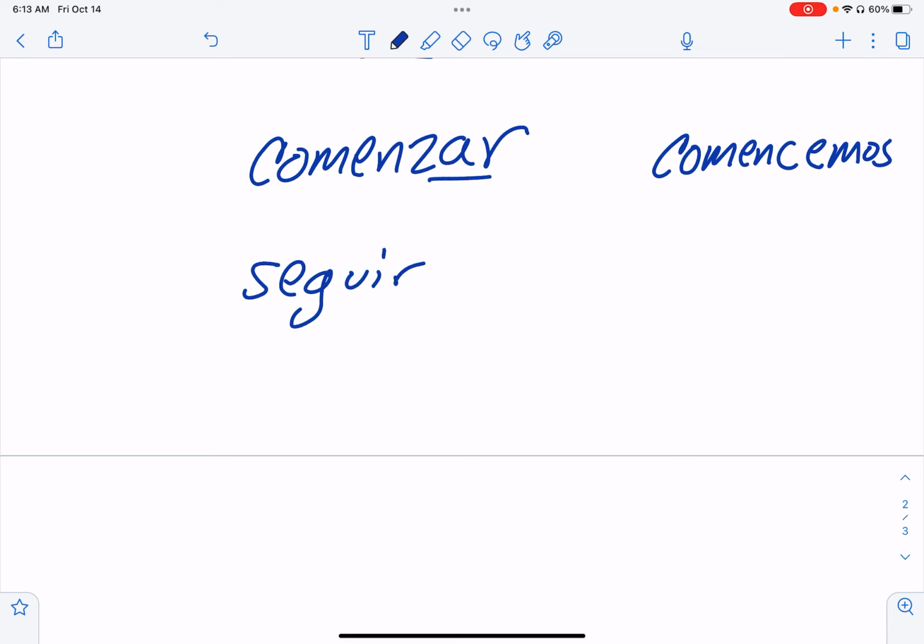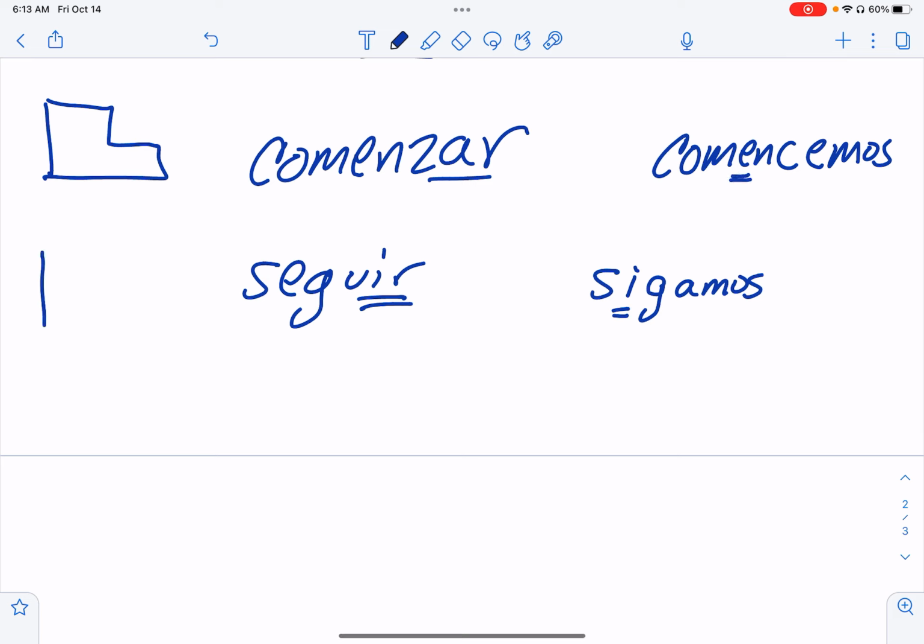Seguir, go to yo, sigo. Step 2, drop the o, sig. It's not a cargarzar, so step 2b doesn't apply. Opposite vowel of IR, sigamos. And it's an IR verb, so I keep the stem change. So AR and ER stem changers are boot verbs. You don't make the stem change. IR, you change them in all the forms. So I do keep the stem change, e to i.